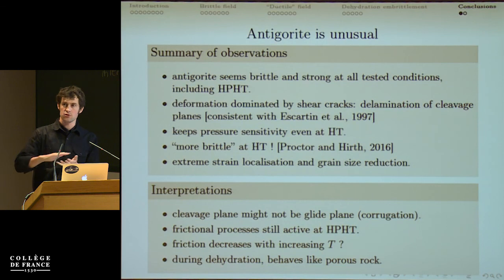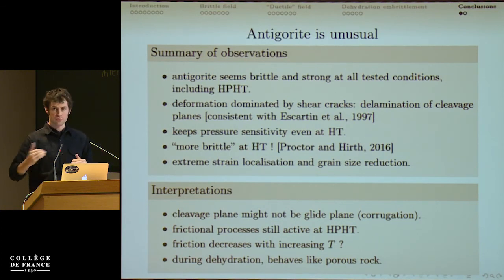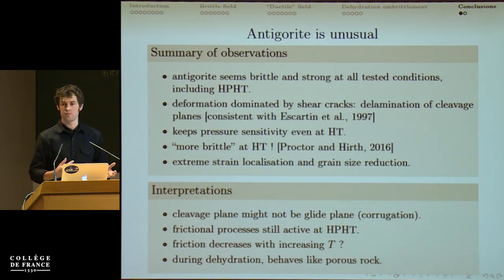Again, if we think of delamination of cleavage planes, the cleavage planes are held by a few covalent bonds, but also lots of hydrogen bonds. And so diffusion of hydrogen can be quite fast at these fairly low temperatures. So it might help the delamination process. On a phenomenological level, you can understand this as a lowering of the effective internal friction on the glide planes, on the basal planes. The key point also is that during dehydration, we can consider that it behaves like a porous rock, and we can use concepts from soil mechanics and porous rock mechanics to understand how it deforms mechanically.